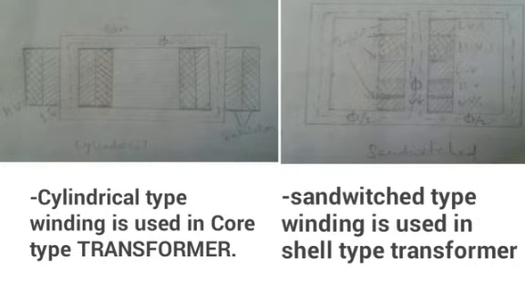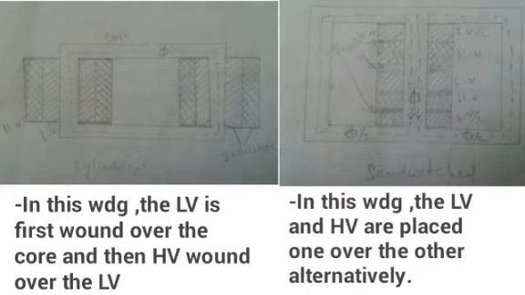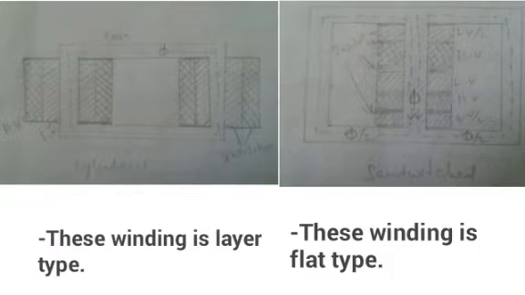Based on construction of magnetic core, windings are further classified into two. One is concentric type winding, second one is sandwich type winding. Cylindrical type winding is used in core type transformer and sandwich type winding is used in shell type transformers. In cylindrical winding, the LV is first wound over the core and then HV is wound over the LV. In sandwich type winding, the LV and HV are placed one over the other alternatively. In cylindrical type winding, it is layer type. In sandwich type winding, it is flat type.